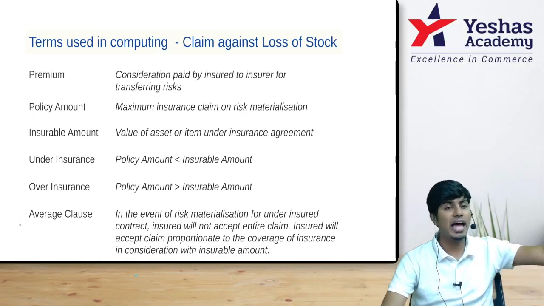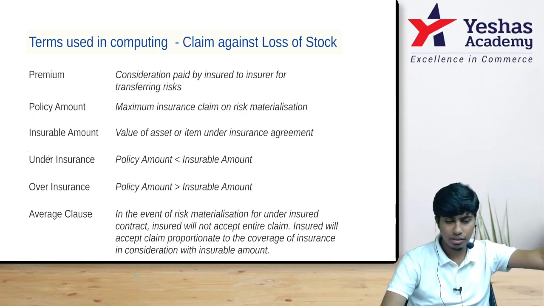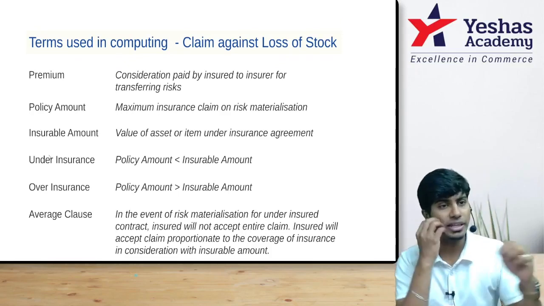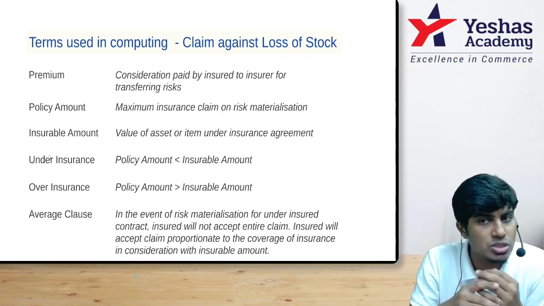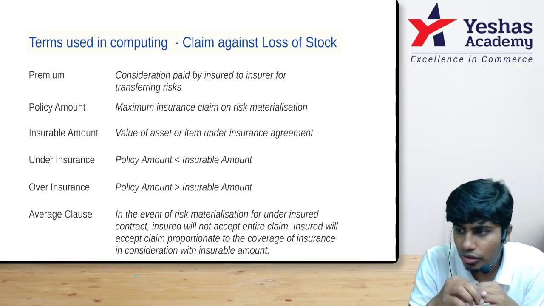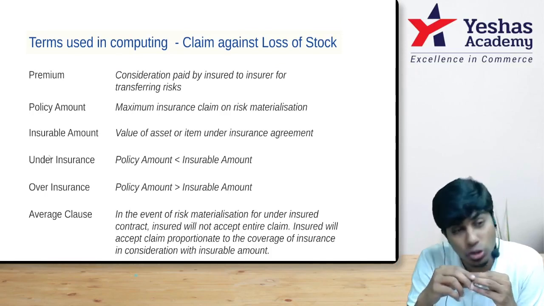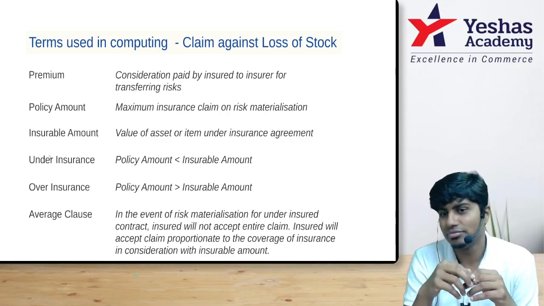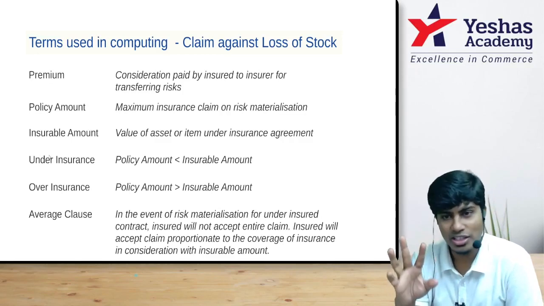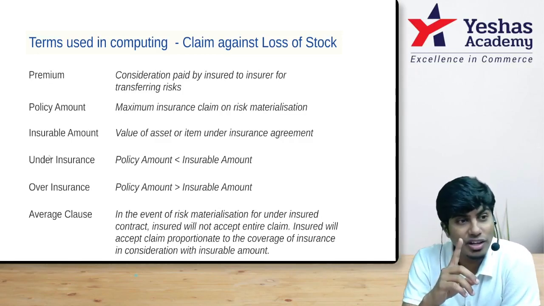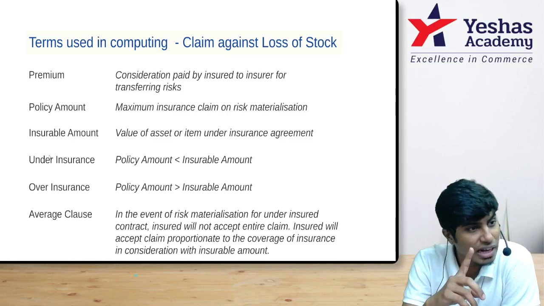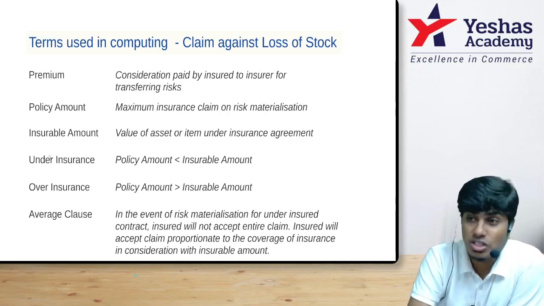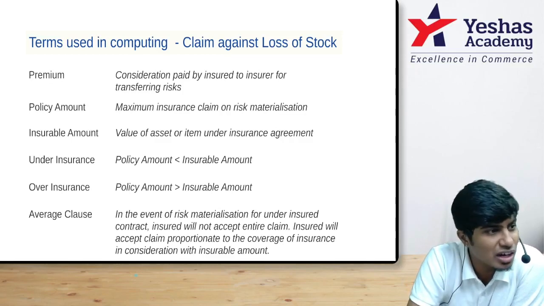Then what we call the average clause. That is the last term. Average clause, if you understand the basics of insurance. So the average clause is like this. Let us say the stock in my godown is 1,20,000. I should take a policy for how much? 1,20,000. But I've taken insurance only for 1 lakh. What is the value of the inventory in my godown? 1,20,000. What is the extent to which I've taken insurance? 1 lakh. What is this called? Under insurance.